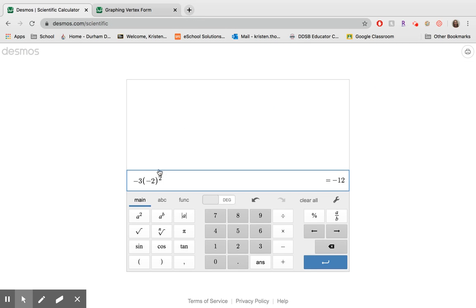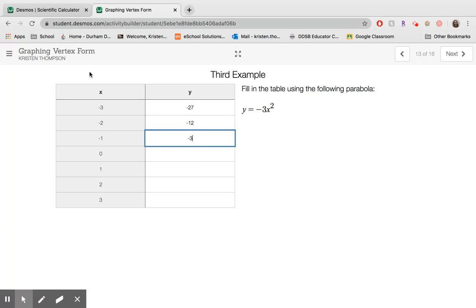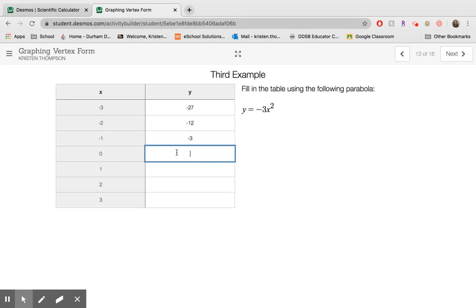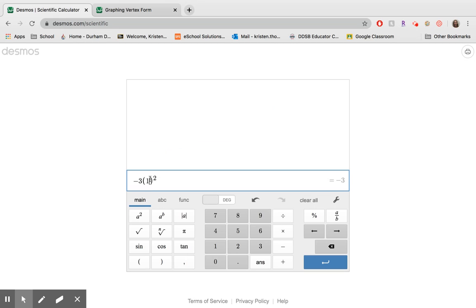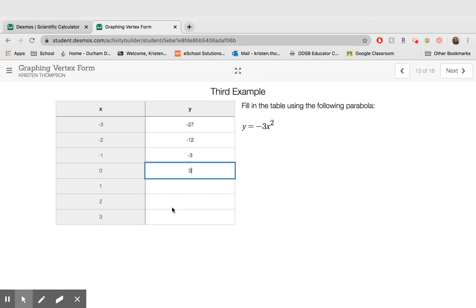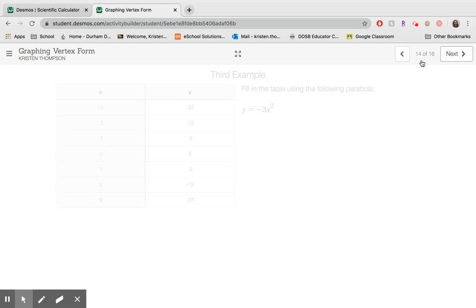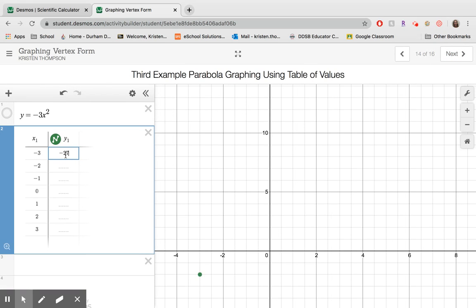Then I've got -1 inside the bracket, got -3. And I'm going to put 0 inside the bracket. I get 0. Then I'll put 1 inside, is -3. 2 inside is -12. 3 inside is -27. So -3, -12, -27. So -27, -12, -3, 0.